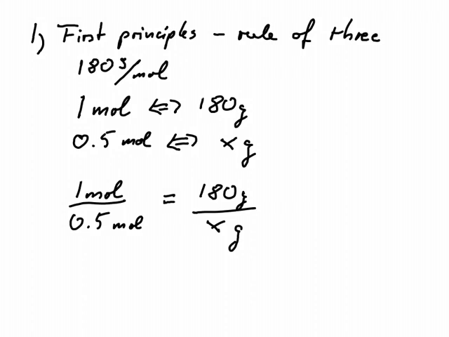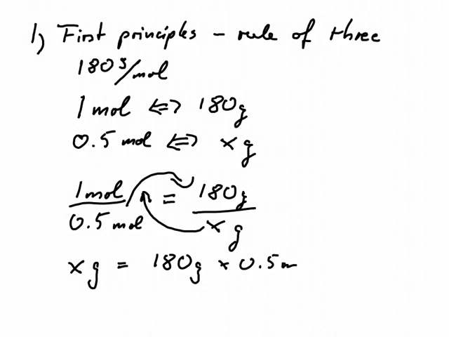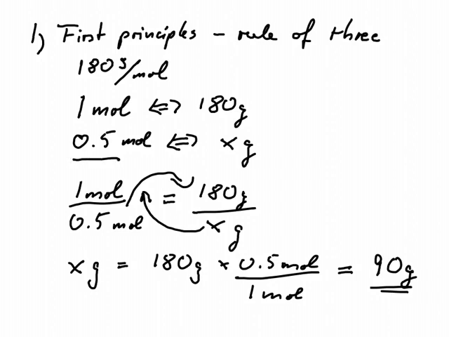And now we can just simply rearrange this equation. We bring the x to that side, we bring the fraction to that side, and we get x grams equals 180 grams times 0.5 mole divided by 1 mole. And that's quite easy. We can do that even without a calculator, and we would get 90 grams. So our 0.5 mole that we have equates to 90 grams. So that's one method of dealing with it. It's a logical method. It can get a little bit messy when we have more complex numbers.